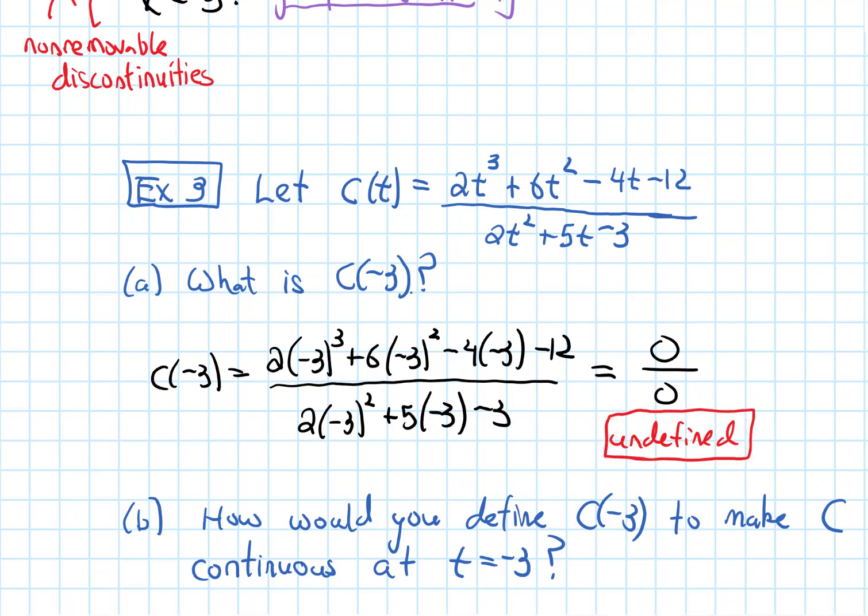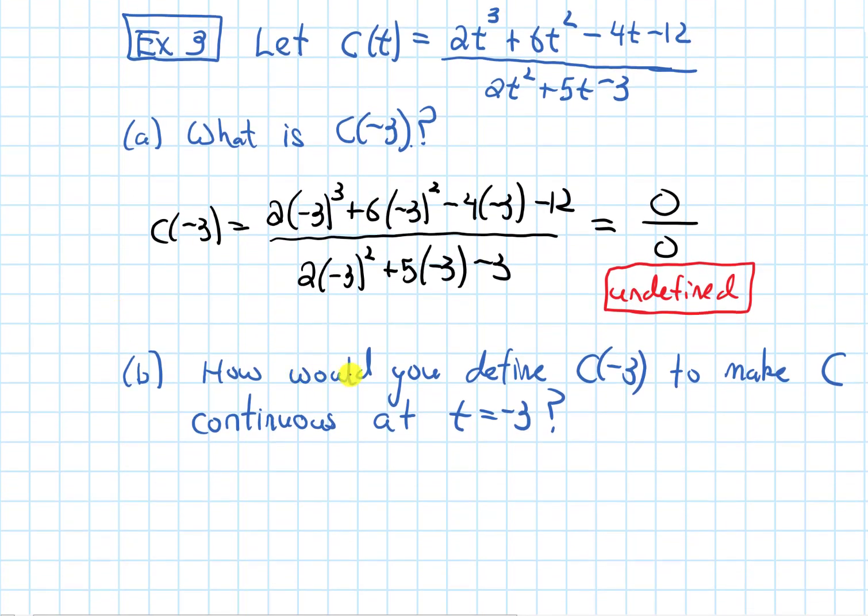Okay, so when I try to plug negative 3 into this function, it is undefined. Part B now asks, how would you define c of negative 3 if we got to pick whatever we wanted, have it be any value, to make our function continuous at t equals negative 3?